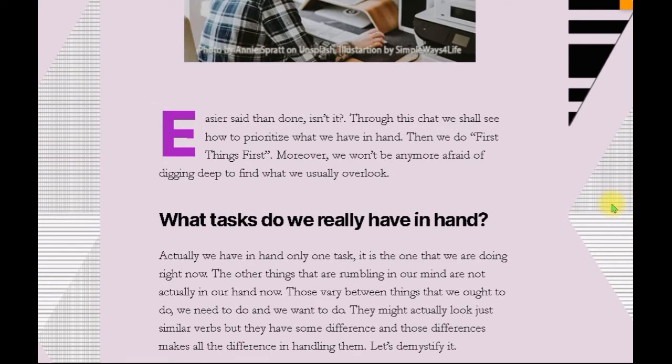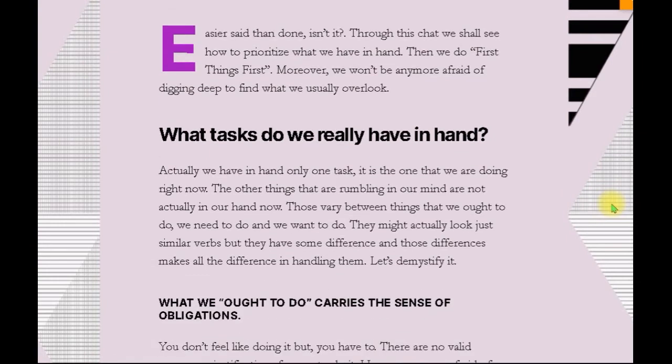So the first question we need to ask ourselves: what are the tasks that are in our hand? Actually, if you think about it, you have only one task in your hand, which is what you are doing now. The other tasks, you say you have hundreds, tens of tasks in your hand, are all just in your mind. And those tasks in your mind are categorized into tasks that you ought to do, tasks that you need to do, and tasks that you want to do.